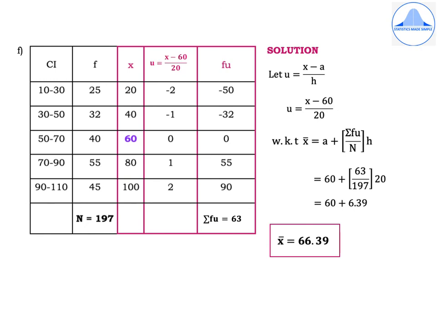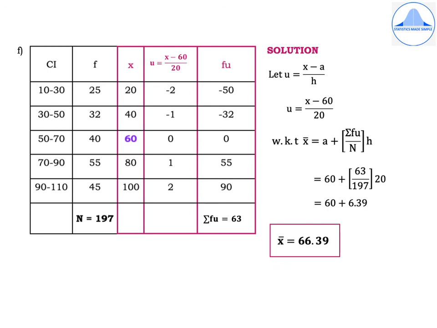Subdivision F. The class intervals and the frequencies are given as follows. The class intervals are 10 to 30, 30 to 50, 50 to 70, 70 to 90, 90 to 110. The frequencies are 25, 32, 40, 55, and 45. We calculate capital N, which is equal to 197. The next step is to find out the midpoints x, which are 20, 40, 60, 80, and 100.